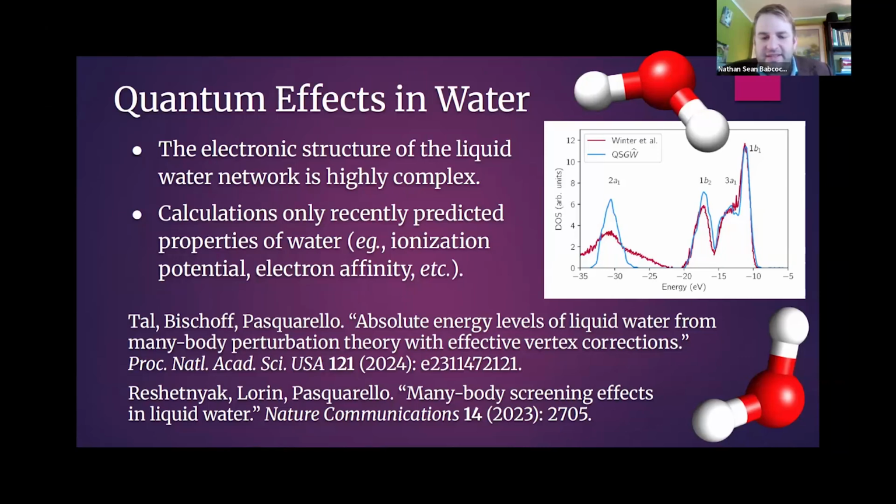But something like the ionization potential, which is the energetic cost for the system to release an electron, the energy cost of an electron escaping, something that we touch on in high school physics, was in fact not able to be calculated from first principles until the last few years. So the underlying quantum mechanics, even of liquid water, cannot be understated.